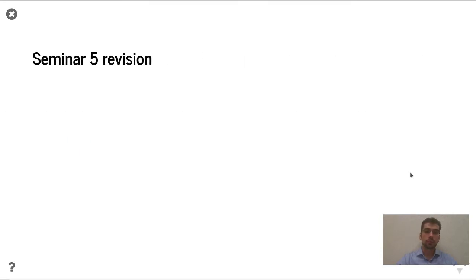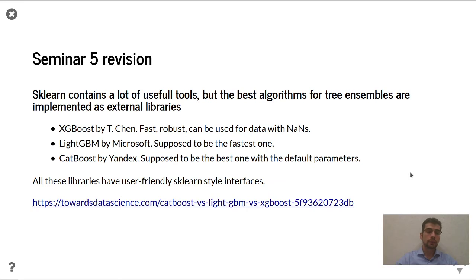But before we proceed, let me start with some recap of the previous lecture and seminar. One thing I want to highlight is that Scikit-learn is a great library. We have a lot of useful tools there and very nice interfaces. We can work with these interfaces easily. But when we want to fit ensembles of trees, it's better to use an external library. We have three options: XGBoost, LightGBM, and CatBoost.